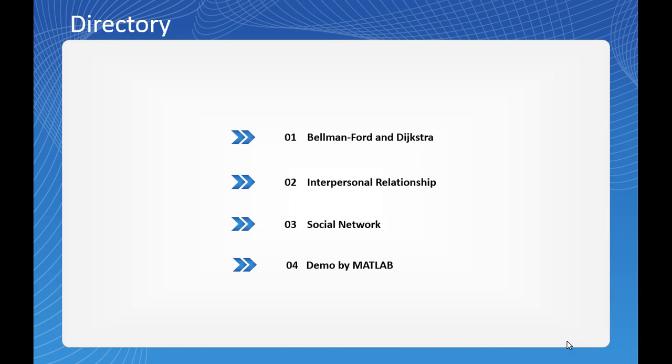Okay, this is the directory for this presentation. I divide it into four parts. The first one is to talk about the Bellman-Ford method and Dijkstra algorithm. Second, talk about interpersonal relationships. Third, talk about social networks. In the end, we're going to talk about the demo presentation by MATLAB.